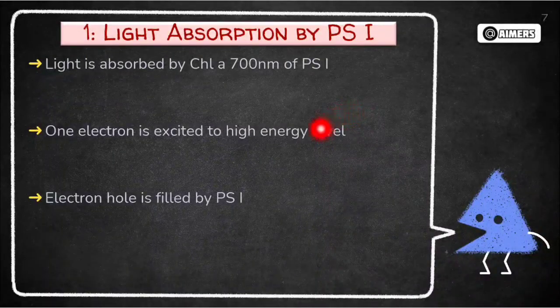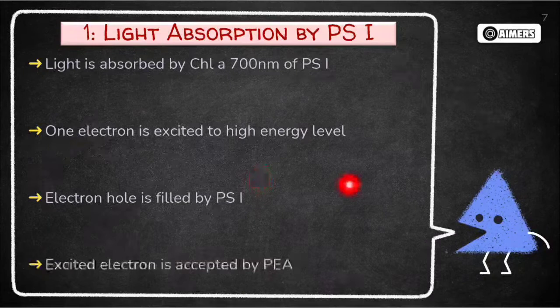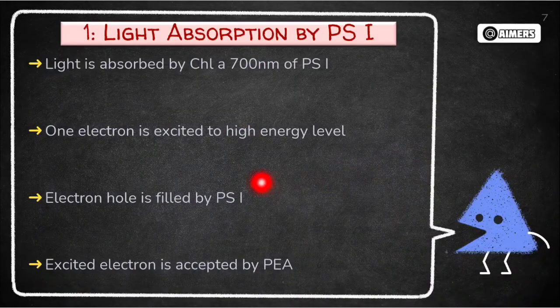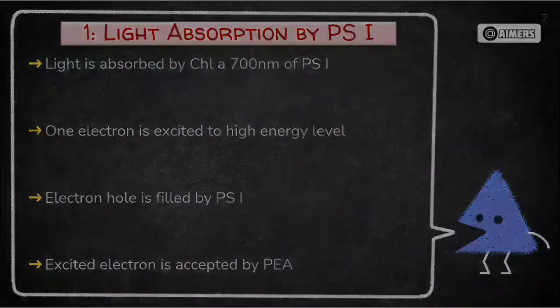Now, when the electron is excited from chlorophyll A, an electron hole is created, a deficiency of electrons or a positive charge on photosystem 1, and that hole needs to be filled. That is filled by photosystem 1, because it's a cyclic pattern. Electrons will be excited from photosystem 1 and will be returned to photosystem 1. So the electron hole will be filled by photosystem 1, and then the excited electron is trapped by the primary electron acceptor. You know all these points very well if you have taken the previous lecture.